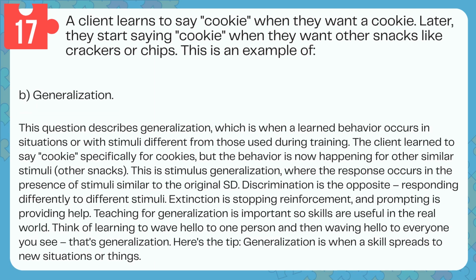Answer: B. Generalization. This question describes generalization, which is when a learned behavior occurs in situations or with stimuli different from those used during training. The client learned to say "cookie" specifically for cookies, but the behavior is now happening for other similar stimuli, other snacks. This is stimulus generalization, where the response occurs in the presence of stimuli similar to the original SD. Discrimination is the opposite, responding differently to different stimuli. Extinction is stopping reinforcement, and prompting is providing help.